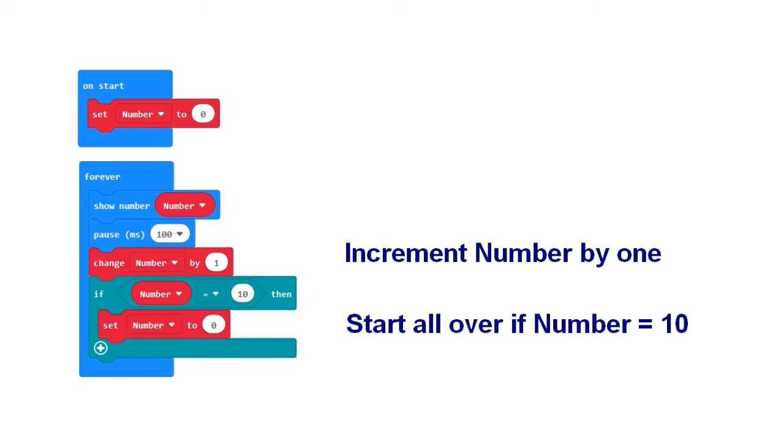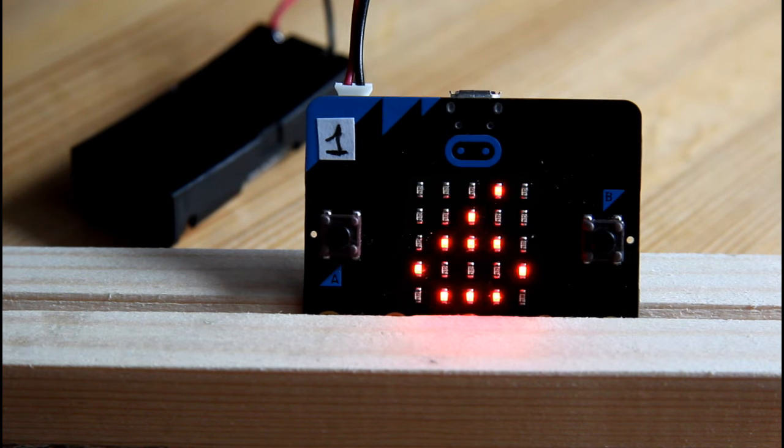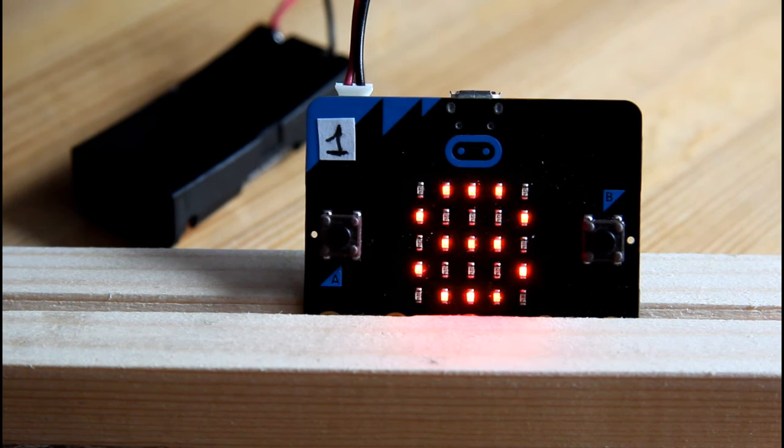Let us start by looking at this program. In the forever section, the variable number is constantly made one bigger and the current value is displayed in the LEDs. If number becomes equal to 10, we will start all over with number equal to 0. On the microbit it looks like this.